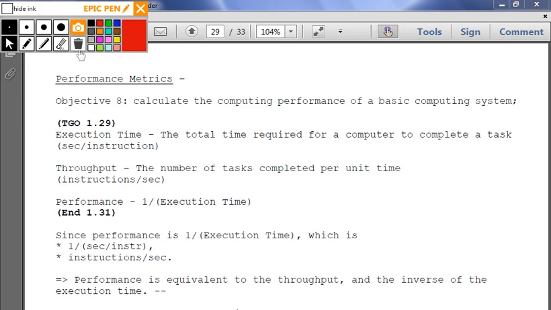Second, throughput. The number of tasks completed per unit time, which is instructions per second.